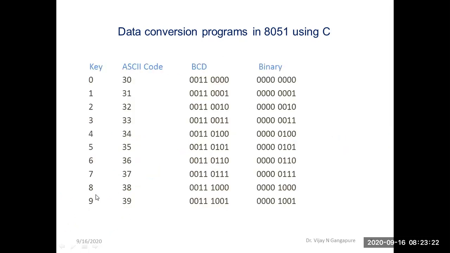Now before going to the actual conversion programs, see this table. This first column represents the number key, which ranges from 0, 1, 2, 3 up to 9. These are the keys that are available on the keyboard of your embedded system, or you can imagine the keyboard of your computer system, in which there are keys for these numbers. So what will happen when you actually press a particular key?